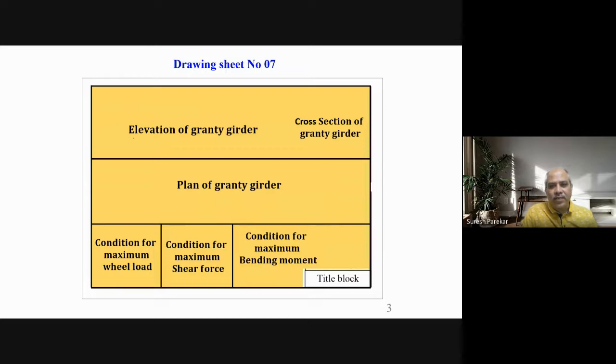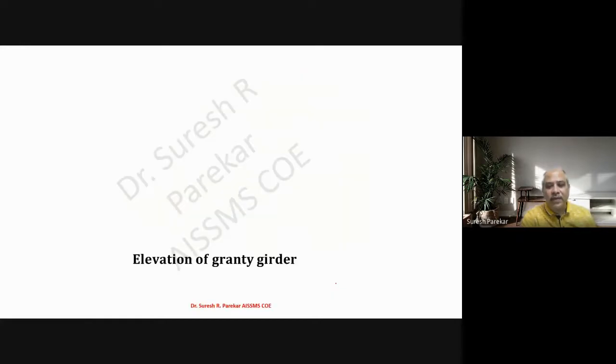In the first part we have elevation of gantry girder, and then we have cross section of gantry girder. In the second part we have plan of gantry girder, and in the third part we have three conditions which we have used: condition for maximum wheel load, then condition for maximum shear force, and condition for maximum bending moment. The first condition we have for crane girder, and these two conditions we have for gantry girder. And you have this title block over here. So now, first part, elevation of gantry girder.